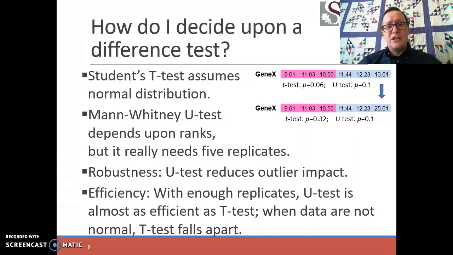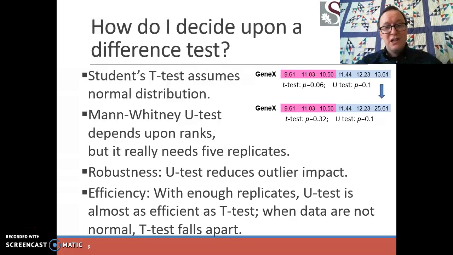If you look at the data set in the upper right-hand corner, you can see that those two lists of numbers are exactly the same, except for the very last blue position. You see the last blue number atop reads 13.61, and the number below it is 25.61. So that's the only change we've made. Look at how much difference that makes in the t-test p-value.